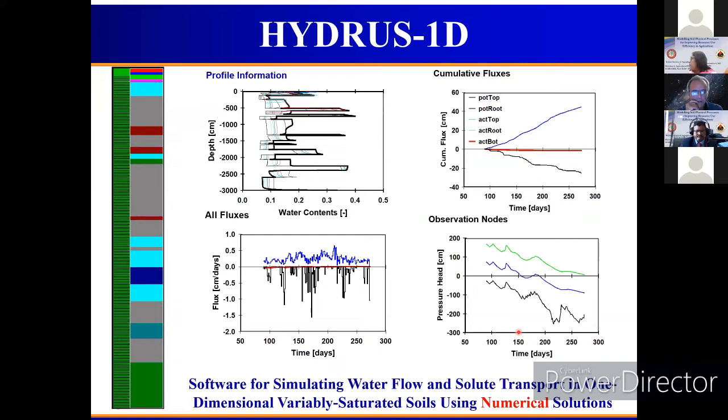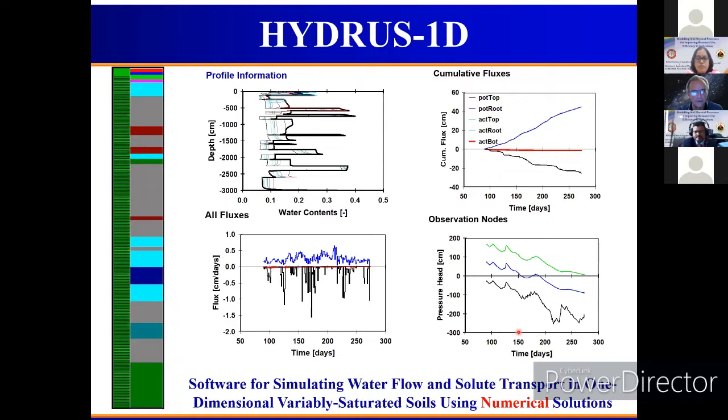First of all, it's the HYDRUS 1D model, which can be used to simulate water flow, solute transport, and many other processes in one-dimensional variably saturated soil. Flow and transport can occur in any direction, so it doesn't have to be vertical, and the soil profile can be layered. The model uses numerical methods to solve the governing flow and transport equations. Since the model is currently in the public domain, it has many thousands of users around the world, and I can say almost tens of thousands of users.